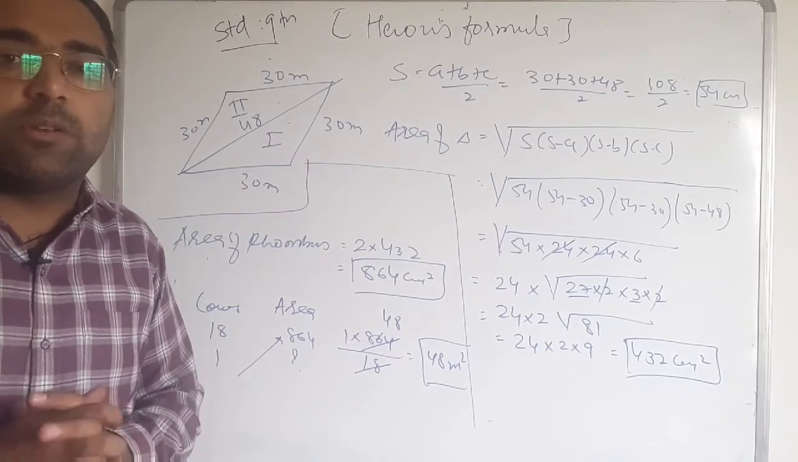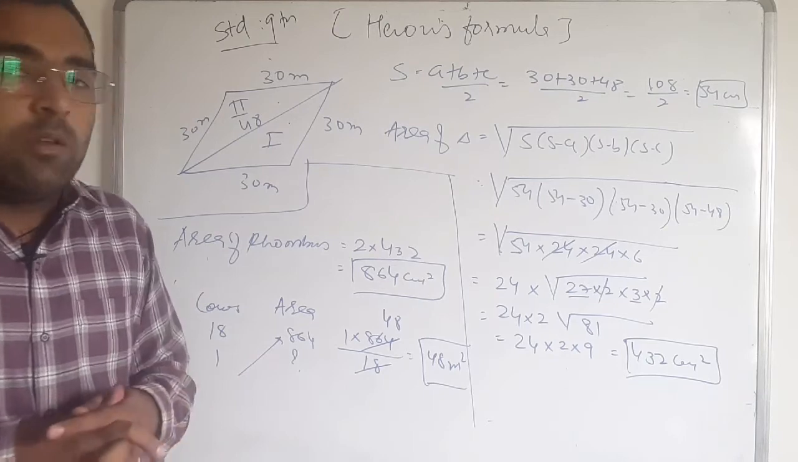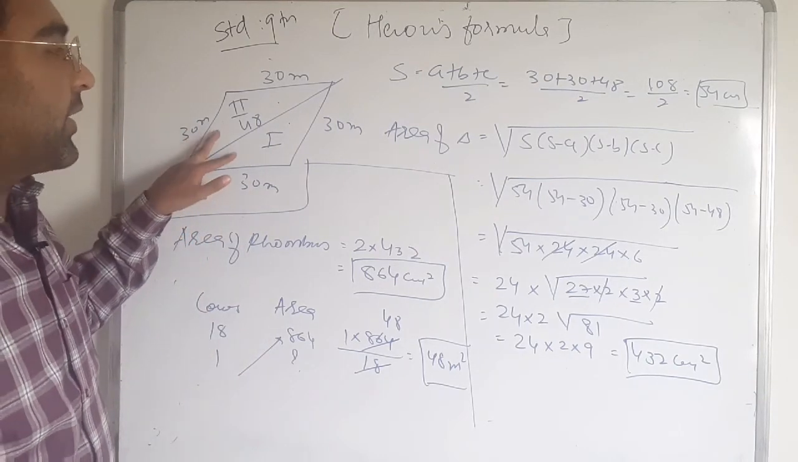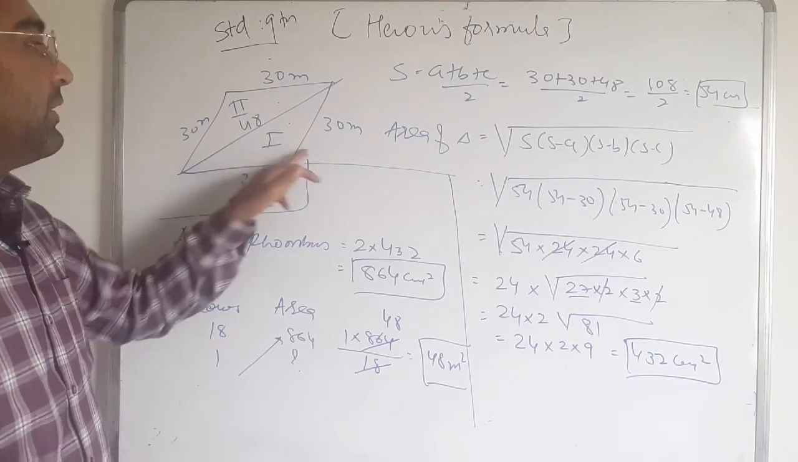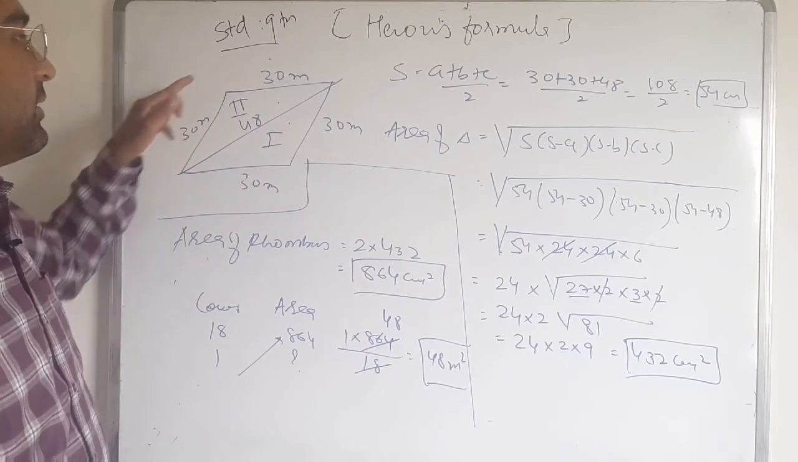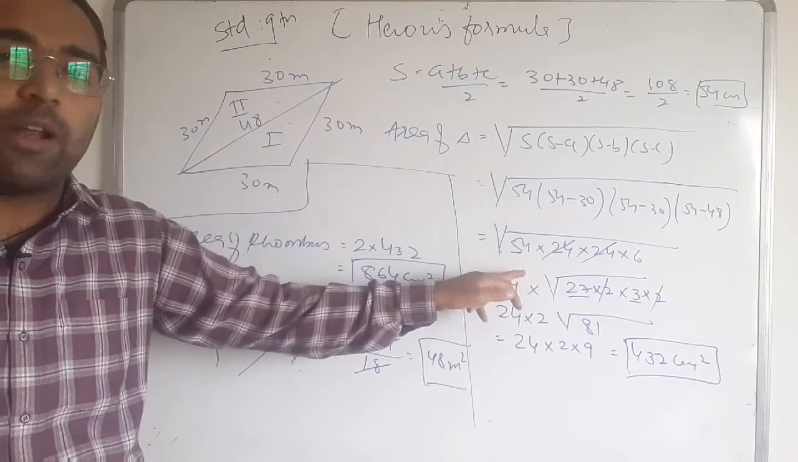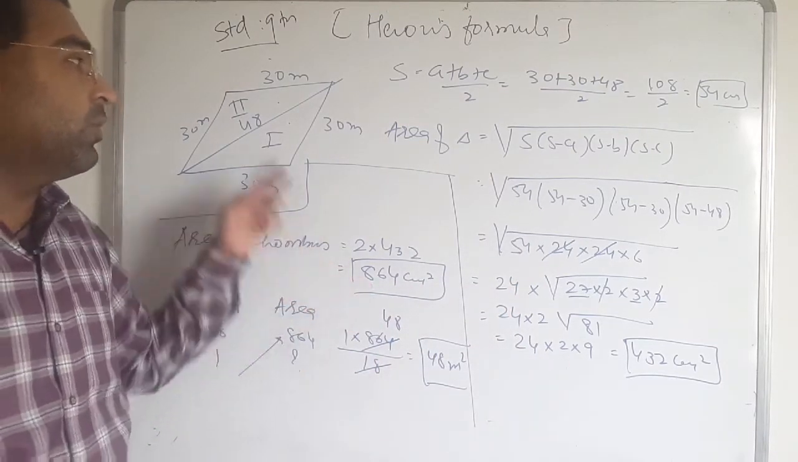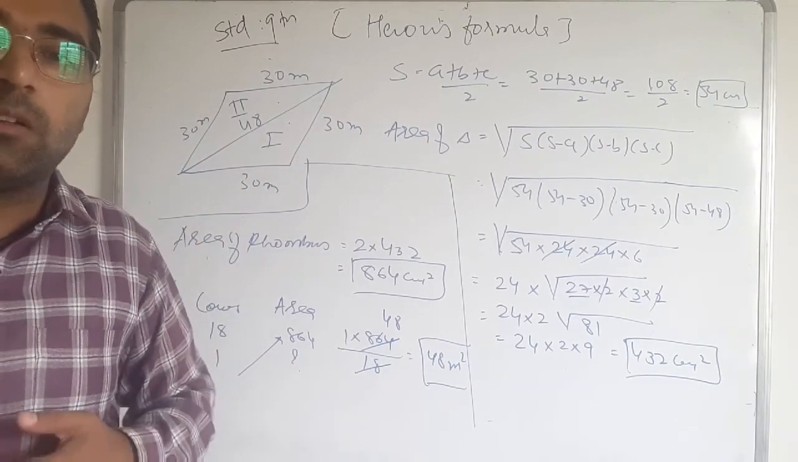Clear students? Please note this down fast. Two triangles are formed in the rhombus, and the measurements of both triangles are the same. The first triangle is 30, 30, 48, and the second triangle is also 30, 30 and 48. So I take the area of one triangle, that is 432, and multiply it by 2 for the whole area of the rhombus. Okay, that's the easy method.